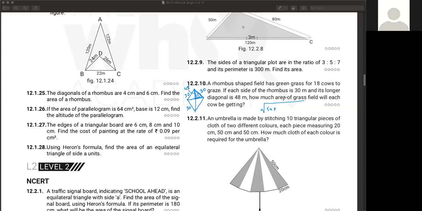Ma'am, both triangles' areas are equal, both parts will be equal. Yes, so if you find the area of one triangle, it'll be equal to the other triangle also. Ma'am, got it. Final answer mil gaya. Divided it by 18 also. I got the area of one triangle.